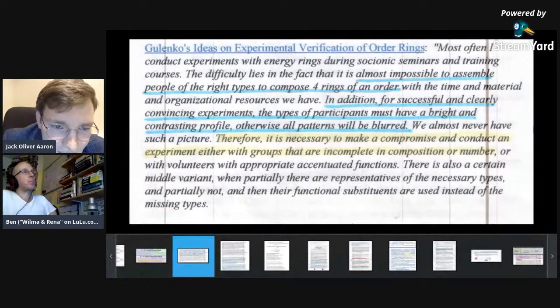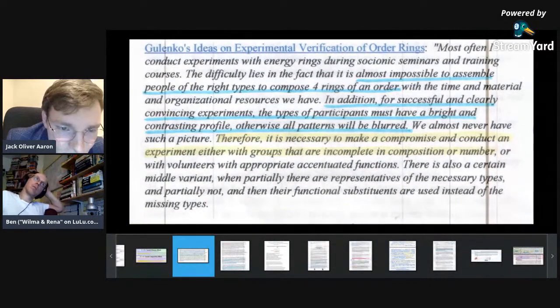So Gulenko's idea is an experimental verification of order rings. That's social benefit, folks. Most often, I conduct experiments with energy rings during Socionics seminars and training courses. The difficulty lies in the fact that it is almost impossible to assemble people of the right type to compose 4 rings of an order with the time and material and organizational resources we have.